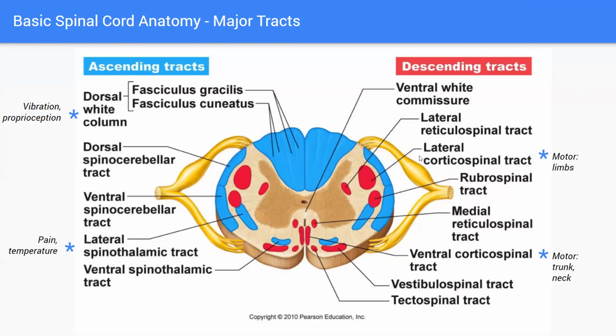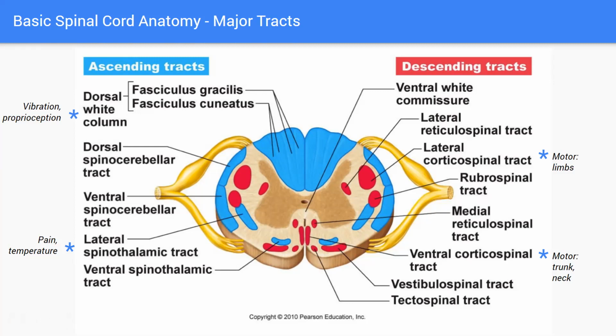This particular diagram has a number of different tracts. There are only three that are really important for Block J, I would say, and I've pointed them out with asterisks. We have the dorsal white columns that include the fasciculus gracilis as well as the fasciculus cuneatus, which is important for ascending information of vibration and proprioception. We have the lateral spinothalamic tracts, which are important for carrying pain and temperature information. And then we have the lateral and ventral corticospinal tracts, essentially the corticospinal tracts, which are a descending tract that carry motor information from the brain.